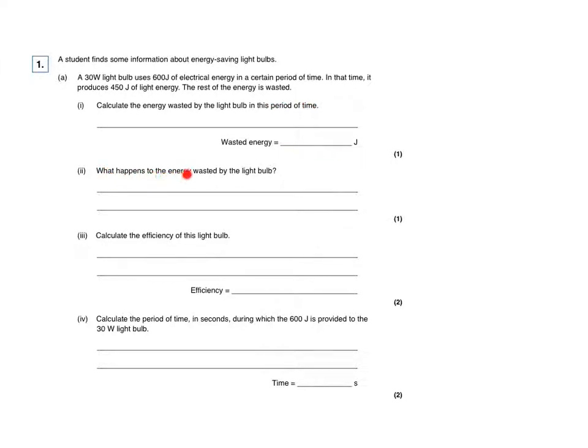What happens to the energy wasted by the light bulb? Calculate the efficiency of this light bulb. Calculate the period of time in seconds during which the 600 joules is provided to the 30-watt light bulb.